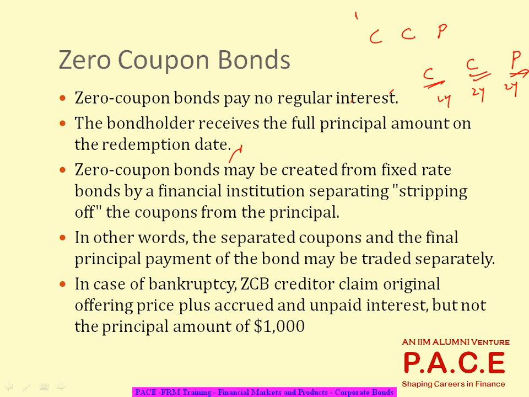The creditor claim is the original offering price plus the accrued and unpaid interest till date. In case of zero coupon, nothing is paid in the middle, so everything is accrued only. But in case something is paid in the middle, then the total accrued minus the paid will be taken as a part of the final claim.